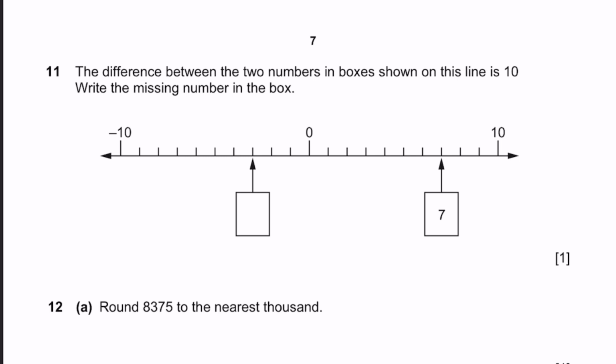Question 11. The difference between two numbers in boxes shown on this line is 10. Write the missing number in the box. So the difference between these two numbers is 10. That means this is greater as it's above 0. This one's less than 0. There's negative 10 there. So we just subtract 10. We get minus 3 over here.